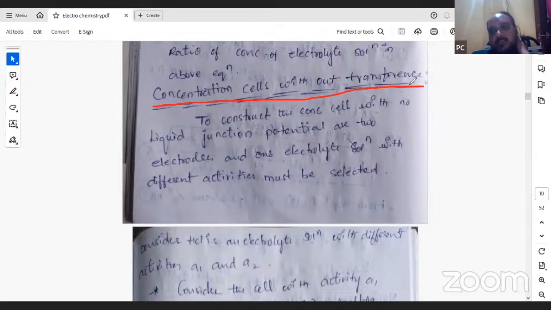Simple. First, we have to know about the concentration cell, right? The potential is developed due to the transfer of ionic species or any substance from one electrolyte solution to the other electrolyte solution. That is always from the high concentrated solution to the low concentrated solution. So therefore the potential is developed. That potential may be called the concentration potential. So that concept will be utilized in concentration cells.